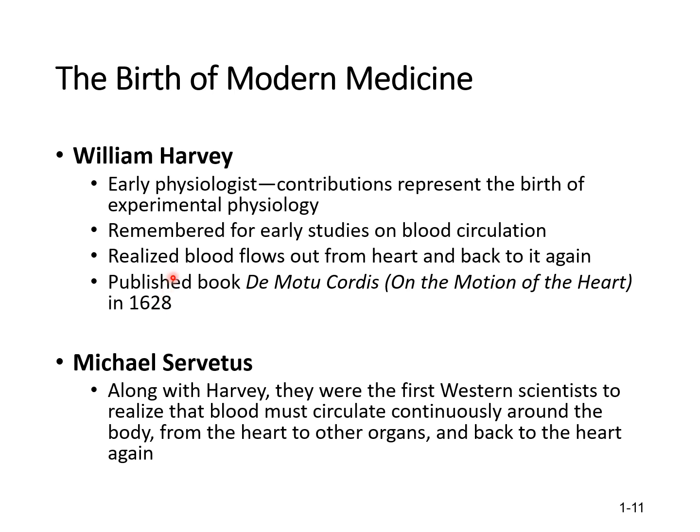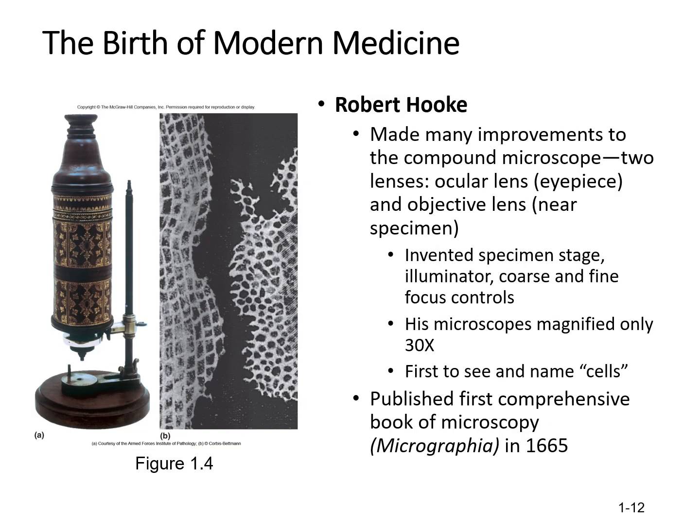I mentioned that Harvey realized blood flows out of the heart and back again. Severus also started looking at how blood must circulate continuously around the body. At this time, they thought it went into the tissues where it ended, and then it was reformed again someplace else in the body. So even in the 1600s, they still didn't understand blood circulation.